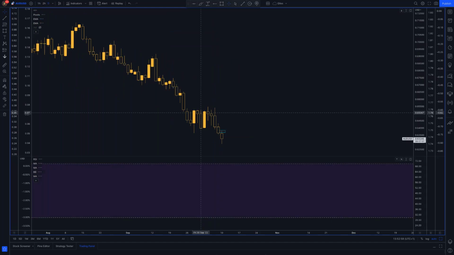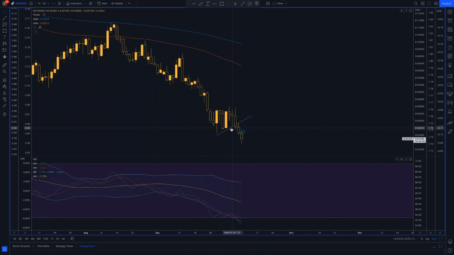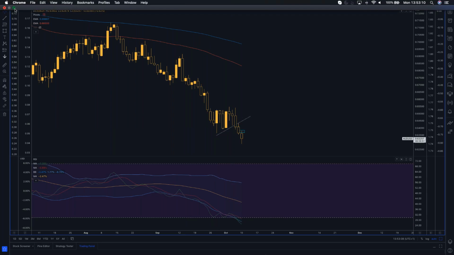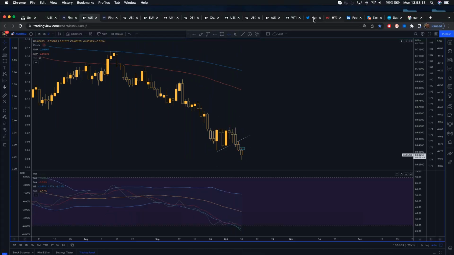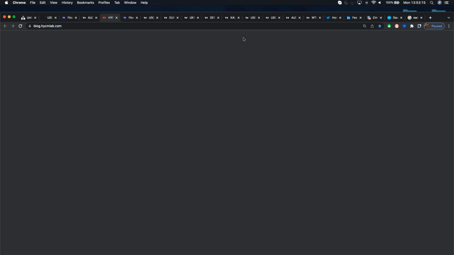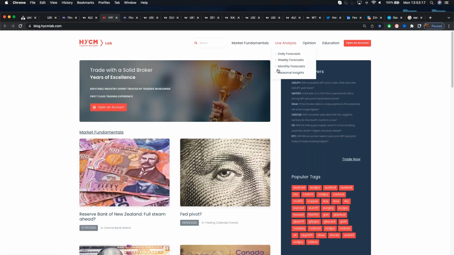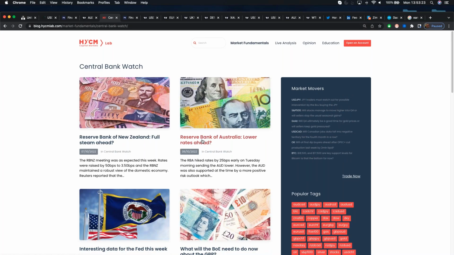Now, the reason the Aussie has moved lower is, one, a more dovish RBA. Do check out my blog to see the latest on the RBA. If you're not checking out my blog, you absolutely must. I keep on top of what central banks are doing. So if you're looking to see what central banks have been doing, go to my blog here, Central Bank Watch, and you can see Reserve Bank of Australia, lower rates ahead. Answer yes, that's what markets are expecting.